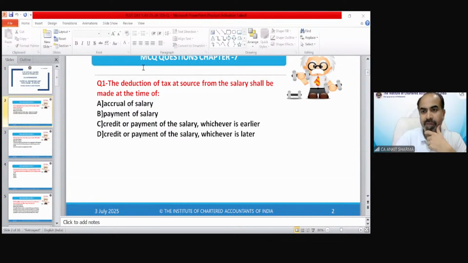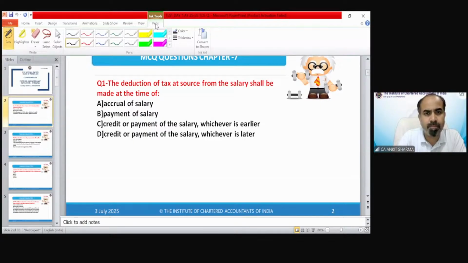Okay, so you start giving answers. The deduction of tax at source in case of salary shall be made at the time of, the correct answer is, just a second. The correct answer would be D, payment of salary.